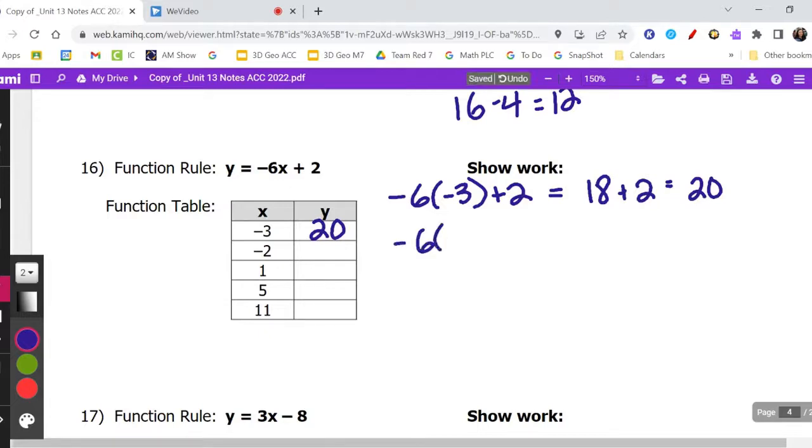All right, the next one, negative 2. So I have negative 6 times negative 2, and then I'm going to add 2. Negative 6 times negative 2 is 12, so I have 12 plus 2, and that gives me 14. All right, pause the video and try the next three blanks.